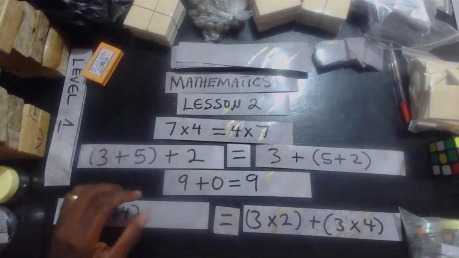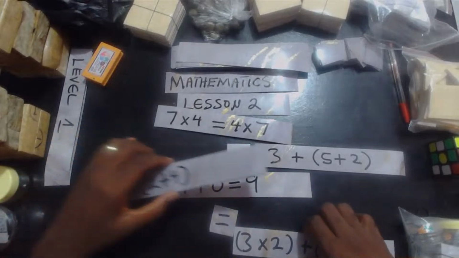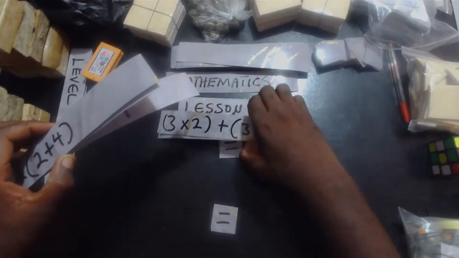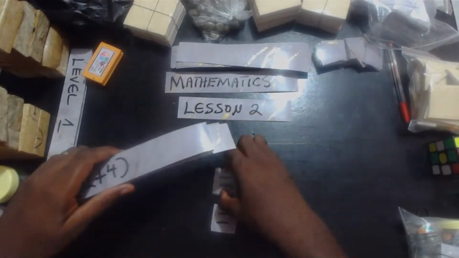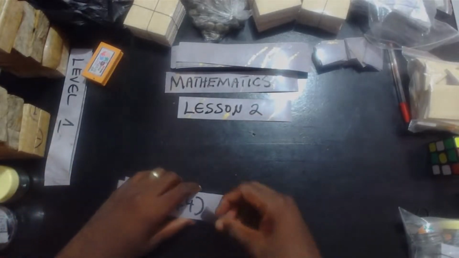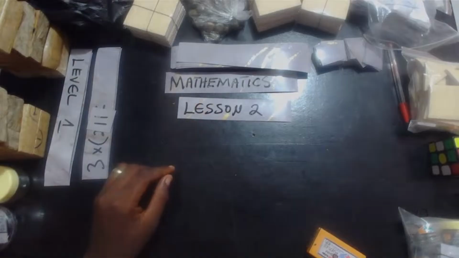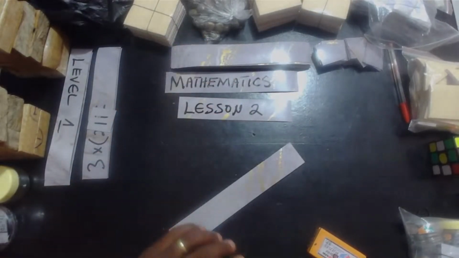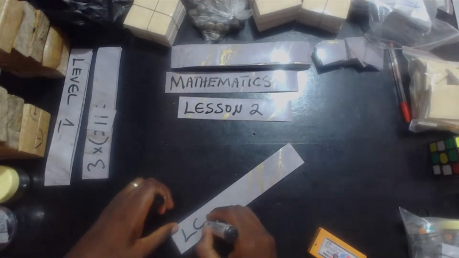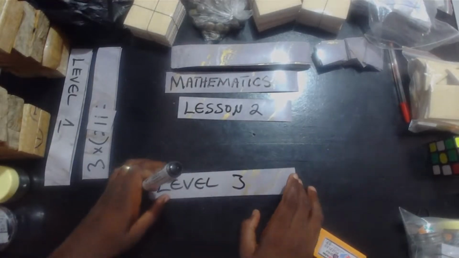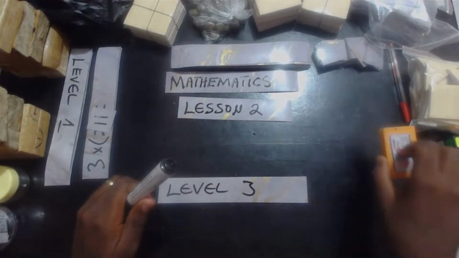So this is level 2. We're done with level 2, and obviously this has been simplified for you to recognize the properties involved. So guess what? We're now down to level 3. So we have level 3 questions here.